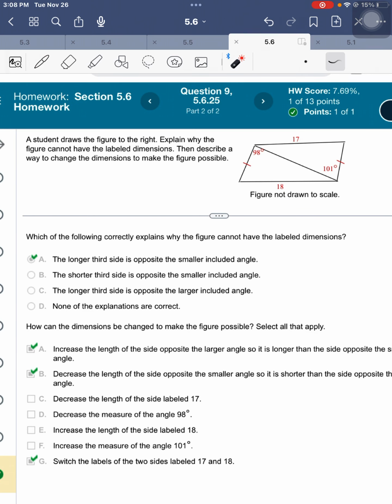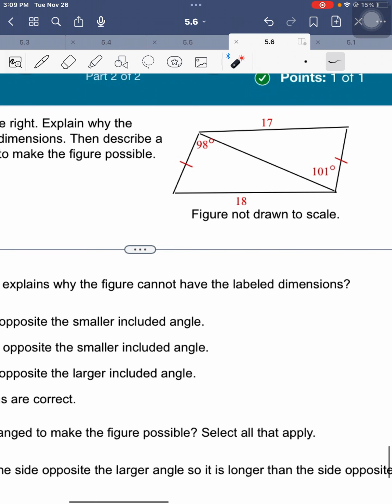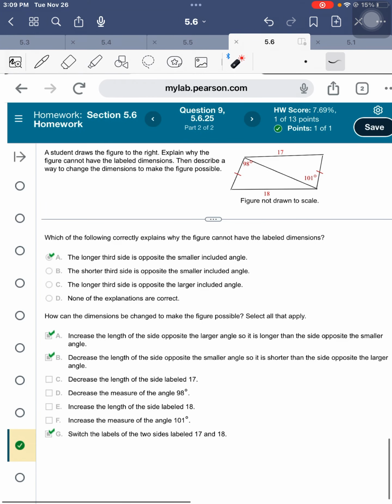So we just have 2 more questions, and then we're done. Which of the following correctly explains why the figure cannot have the labeled dimensions? Okay, well, I already see something wrong. How can this side length be lesser than this one when its opposite side is greater than this one? That doesn't make sense to me. This would have to be greater in order to make this make sense, or this would have to be smaller for it to make sense.